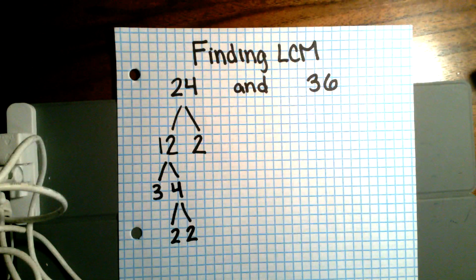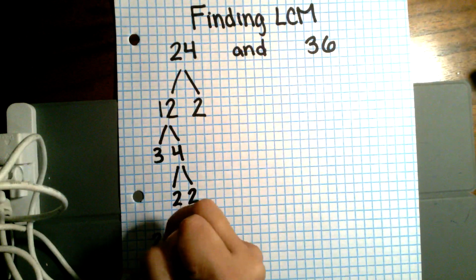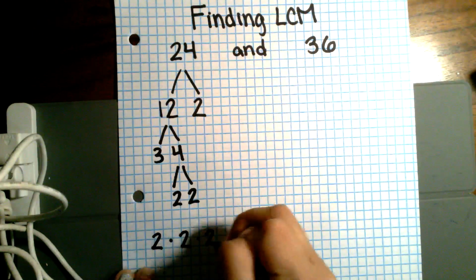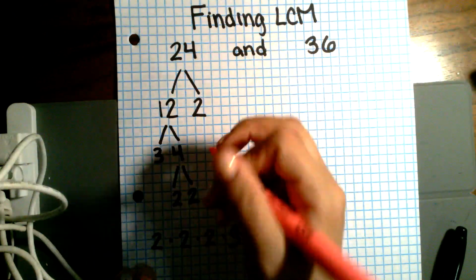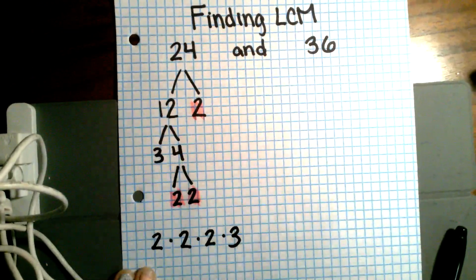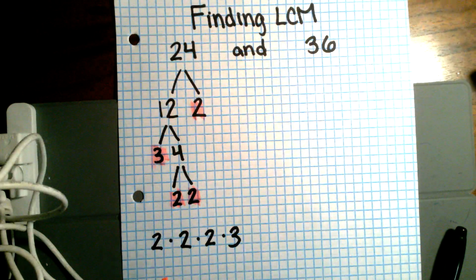So I'm going to write this as 2 times 2 times 2 times 3. So that includes all of the 2's, 2 times 2 times 2, and then times 3. That's our prime factorization. And remember, if we were to multiply all these back together, we'd get back to 24.